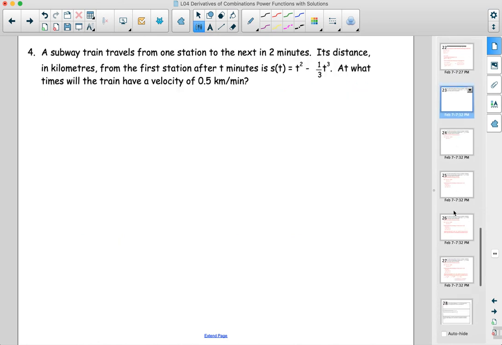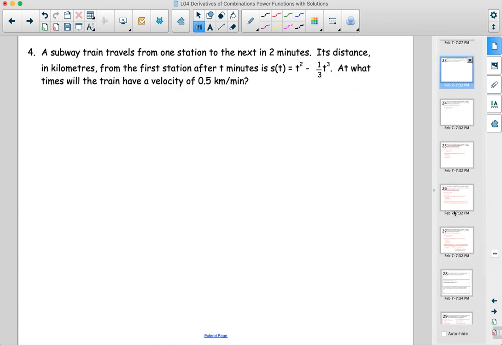All right, next question. A subway travels from one station to the next in 2 minutes. Its distance in kilometers from the first station is given by this formula. At what times will the train have a velocity of 0.5? Now, this is a position function, and we want velocity. So how is velocity related to position?